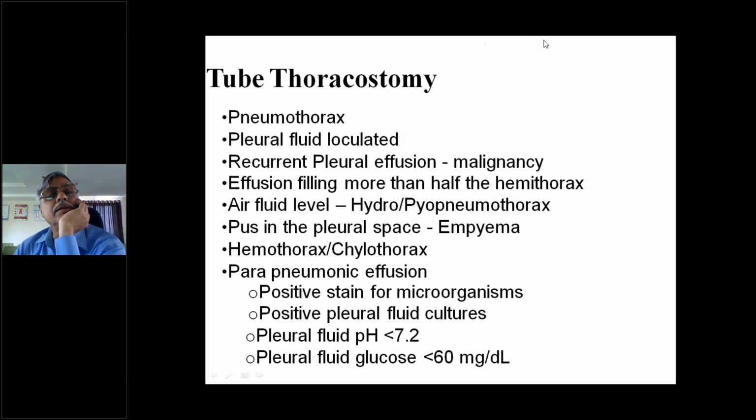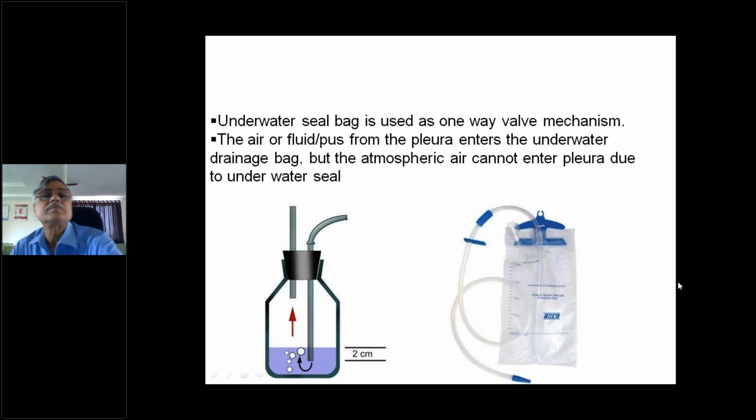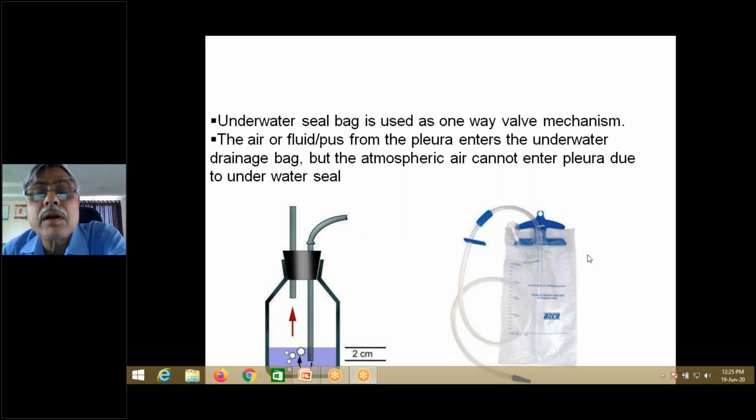Tube thoracostomy is done in case of pneumothorax, pleural fluid, loculated pleural effusion, recurrent pleural effusion, hydropneumothorax, empyema, chylothorax, parapneumonic effusion, pleural fluid pH less than 7.2, glucose less than 60. Here again, we said underwater drainage.